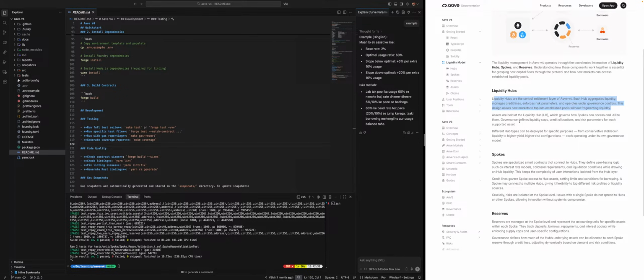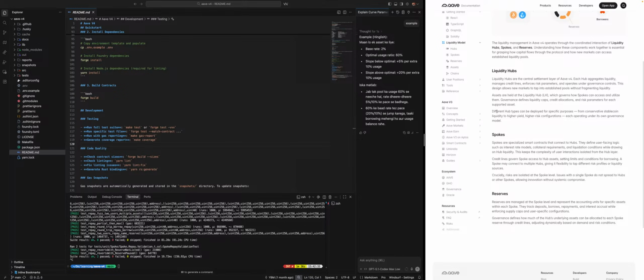Governance defines liquidity caps, so we are talking about the liquidity caps on spokes basically. Governance defines liquidity caps, credit allocations, and risk parameters for each supported asset. Different hub types can be deployed for specific purposes, from conservative stablecoin liquidity to higher yield, higher risk configurations.